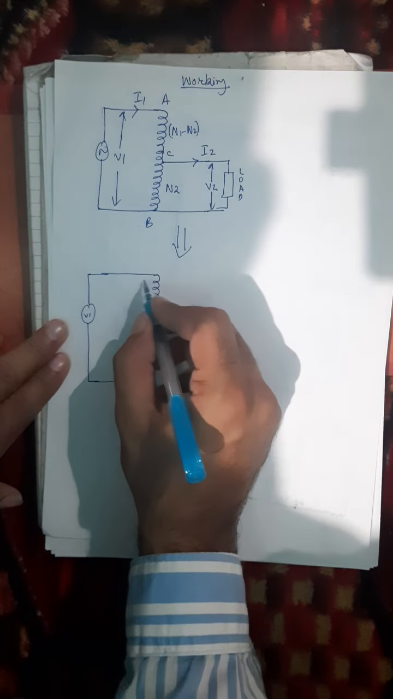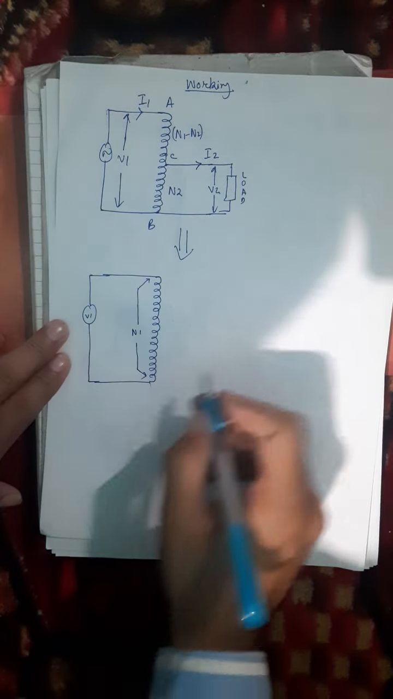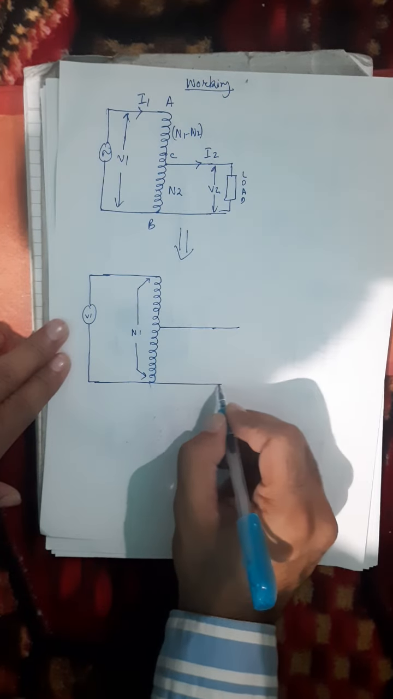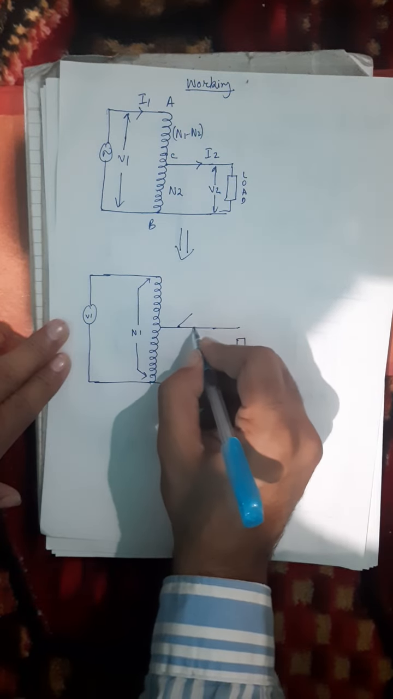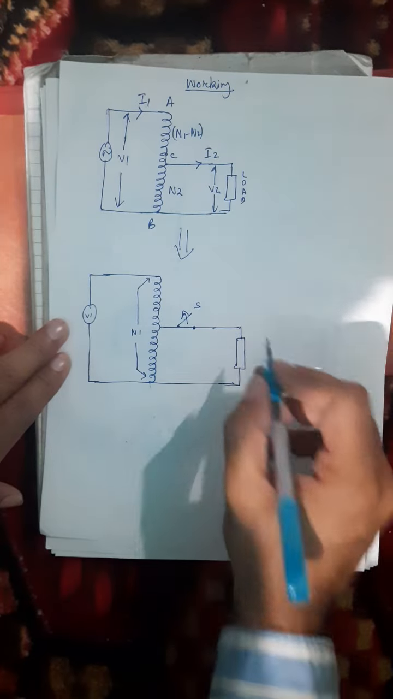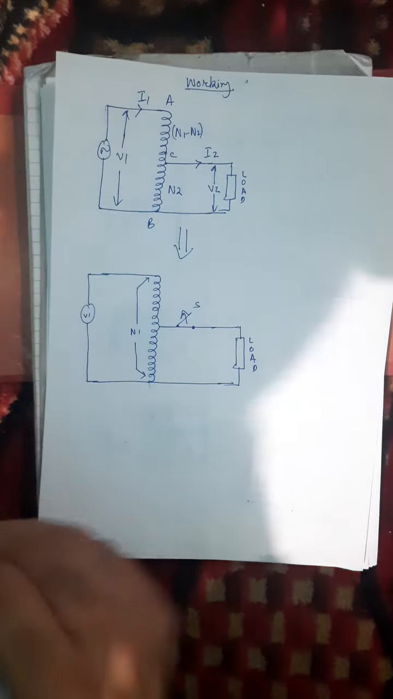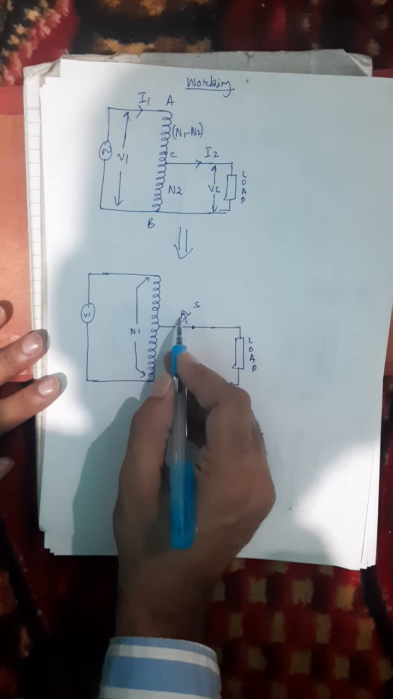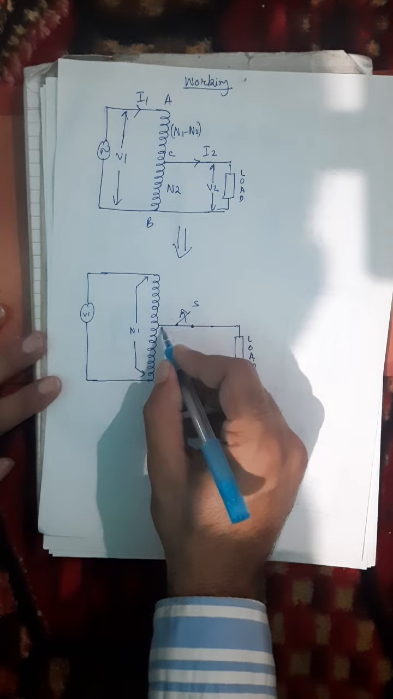So this is N1 turns from here to here. I have N1 number of turns. There is a switch, and this switch is initially open, and this is the load. So tell me, initially the switch is open. If the switch is open, it means the autotransformer is on no load. Got it?